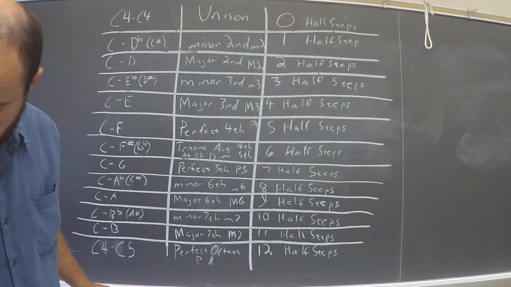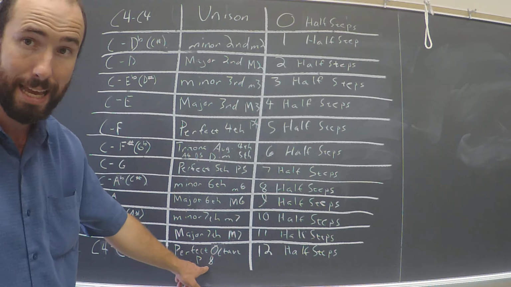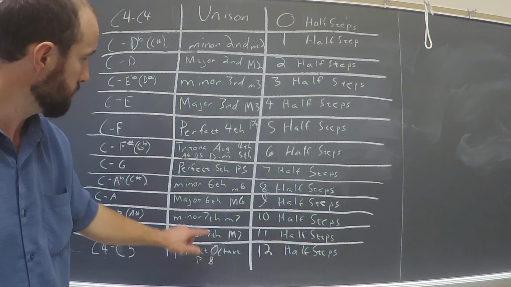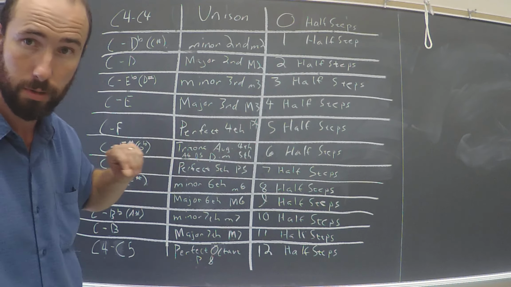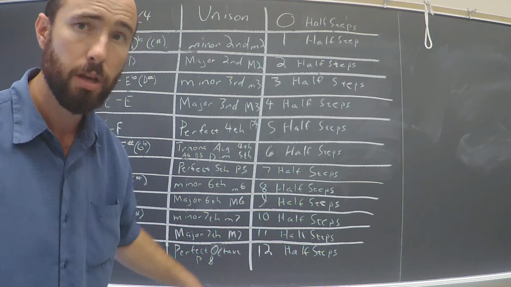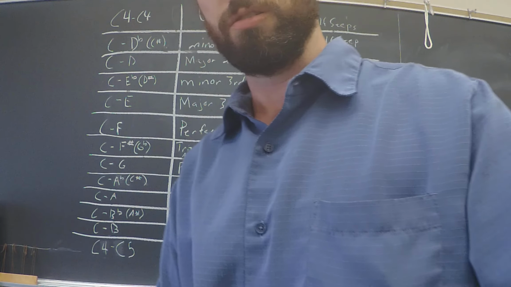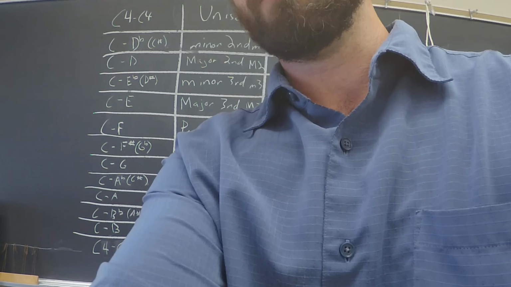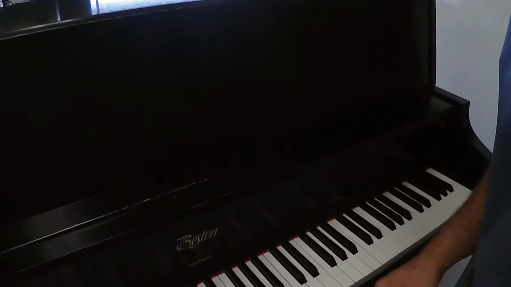C4 to C5 is called a perfect octave, or P8, capital P8, capital P5, capital P4, right? For your perfect intervals. 12 half steps. So hopefully that makes a lot of sense. You can also see that on the piano. It's going to be jerky for a minute. Sorry about that.